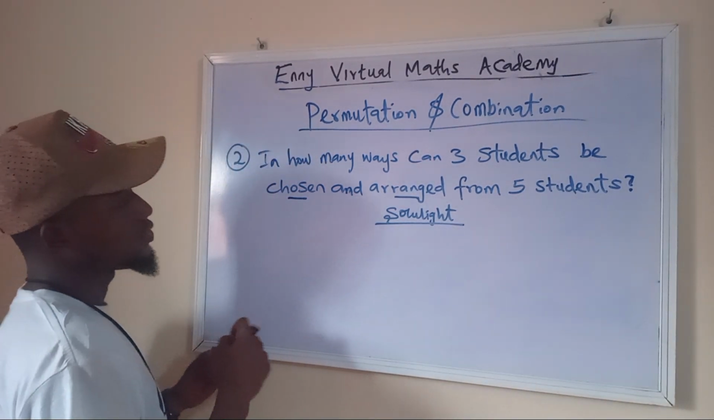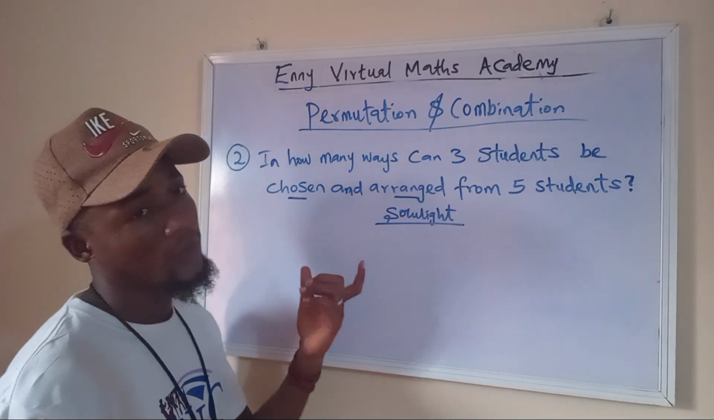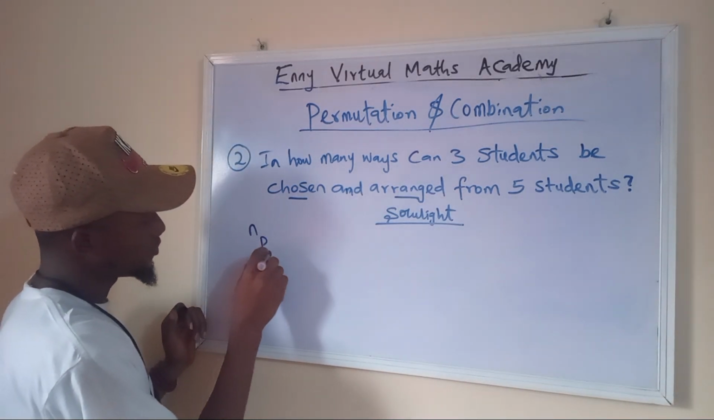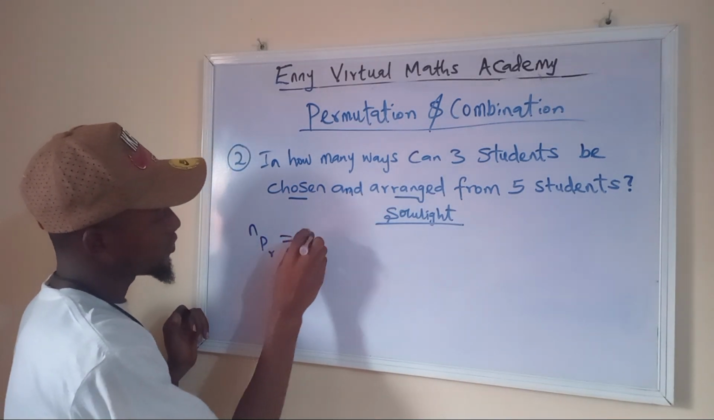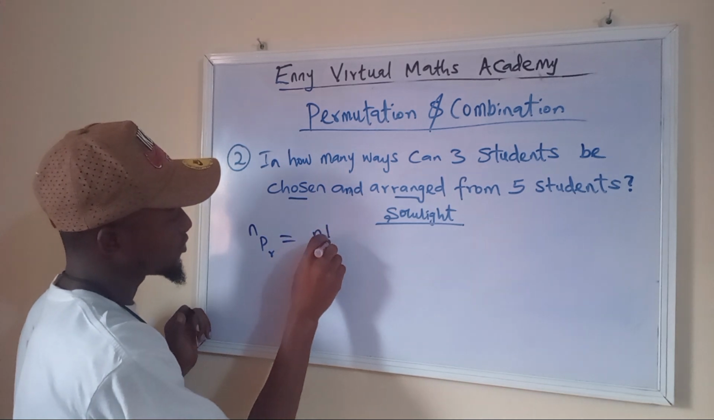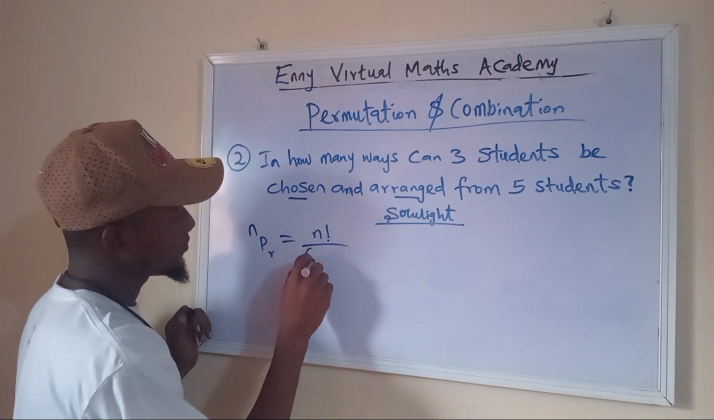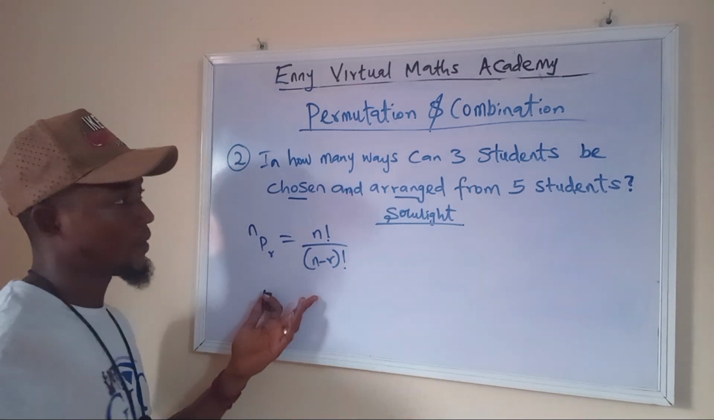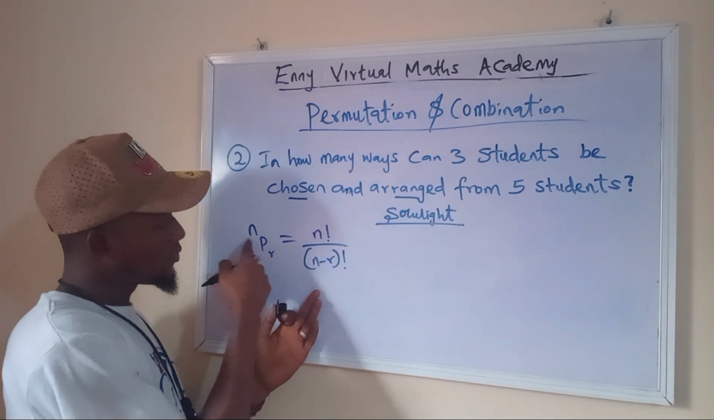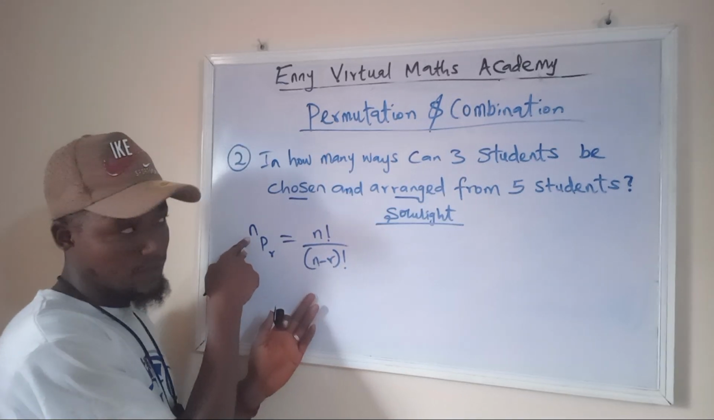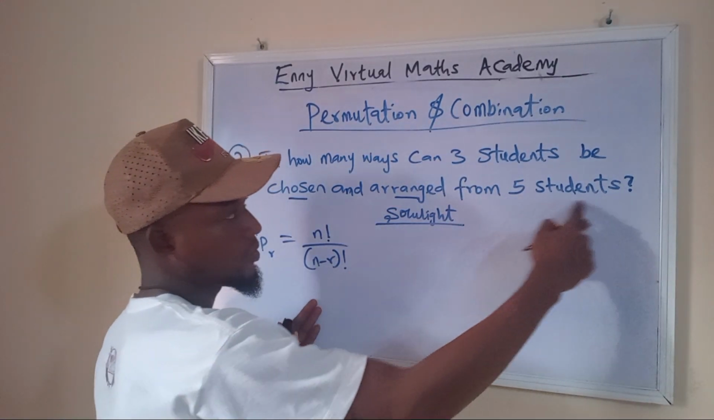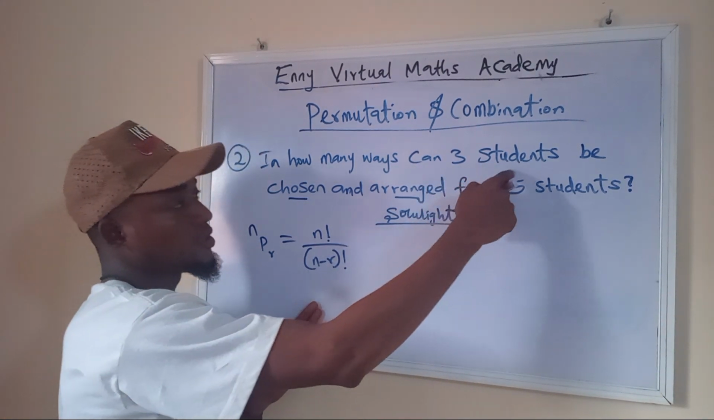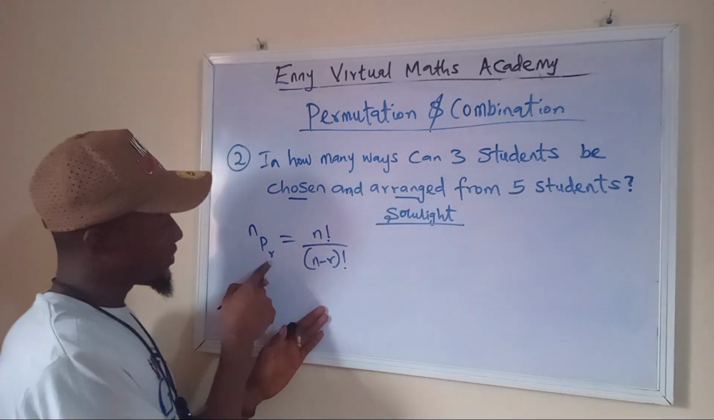So what we are going to do first is to state the formula for our permutation. Permutation formula is nPr equals n factorial all over (n minus r) factorial. Now, n here is the total number of students, that is, the total number of students is 5. The number of arrangement, or the number chosen from 5, is 3. So that is our r.